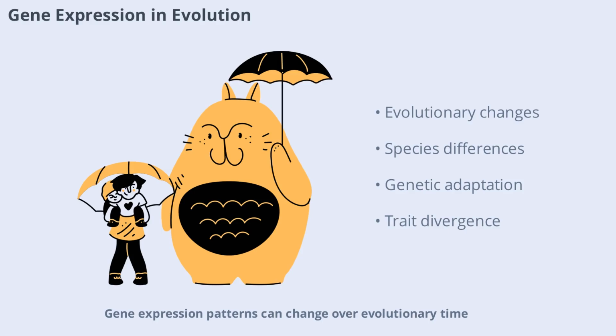Gene expression patterns can change over evolutionary time, leading to differences between species. By comparing gene expression across organisms, scientists can uncover the genetic basis of adaptation and evolution. This research sheds light on how new traits arise and how species diverge.